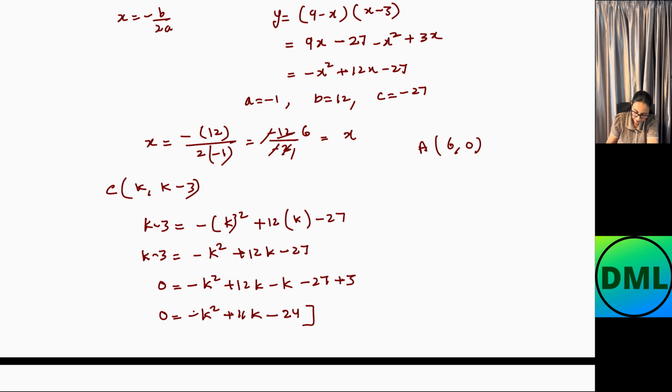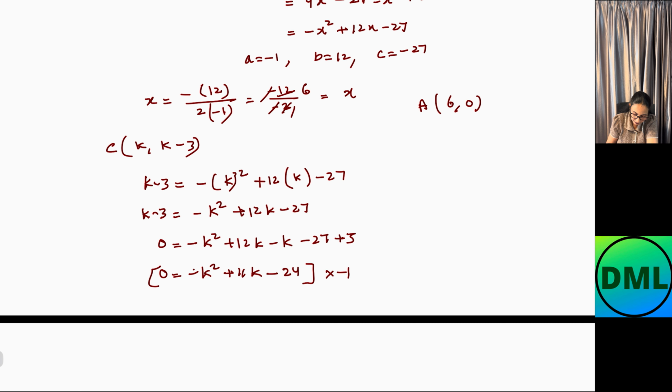Let's do it here. This complete equation is multiplied by negative 1. Let's write down here, this will be 0 is equal to k square minus 11k plus 24. I need to make the factors of 24. Let's make the factors of 24 here.